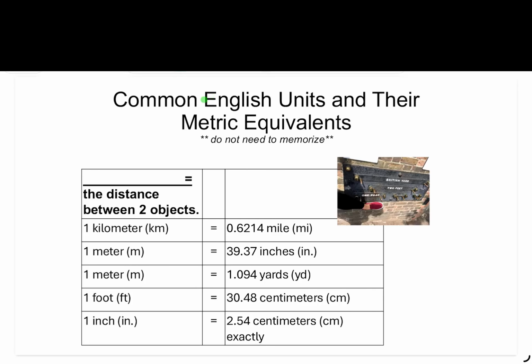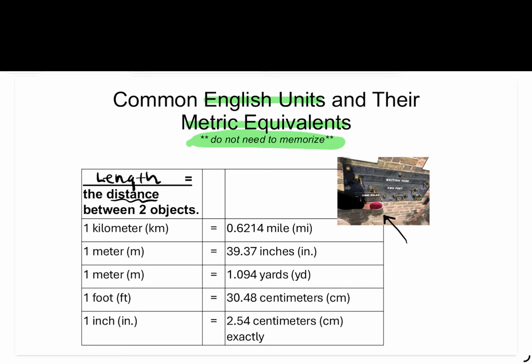There are several common English units and metric equivalents. You do not need to memorize these, okay? I will give every single one that you need to know on any sort of assessment, whether it's a quiz or an exam. And then if you're doing homework, you can look it up. So first of all, let's look at length. Length is the distance between two objects. Here's my foot. I'm measuring my foot against the standard British foot and the British yard.